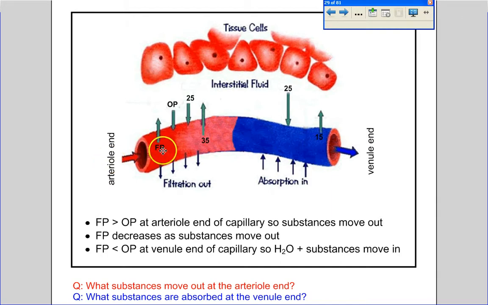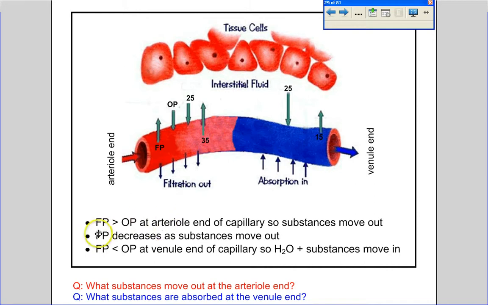So the FP, or the fluid pressure pushing outward, is higher. These numbers are in millimeters of mercury. I'm not going to expect you to remember the numbers. I just want you to see that this pressure pushing outward is higher than the osmotic pressure, or OP, pushing inward. Because the pressure pushing out is higher, materials are going to move out. So there's filtration is what we call it. Oxygen and nutrients that are being carried to the tissues are forced out because of this pressure.